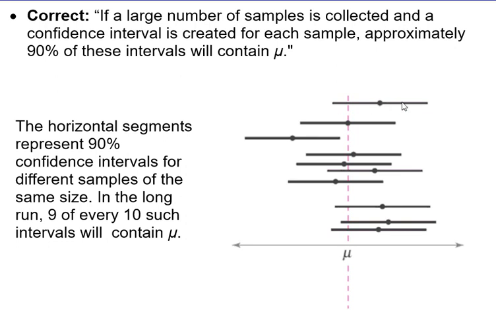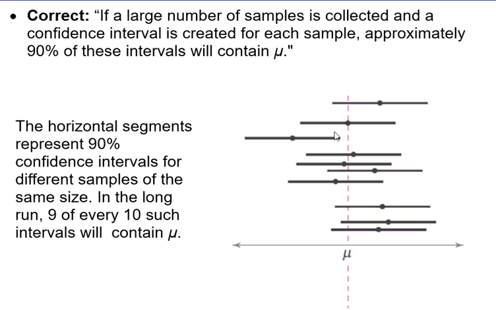So for example, this one does, because here's my mean. This first one does, the second one does, the third one doesn't. For some reason, that sample of 20 was low. The fourth one does, the fifth, sixth, seventh, eighth, ninth, and 10th all do. We'd see 9 out of 10 on average would actually contain the true population mean, but 1 out of 10 would not.